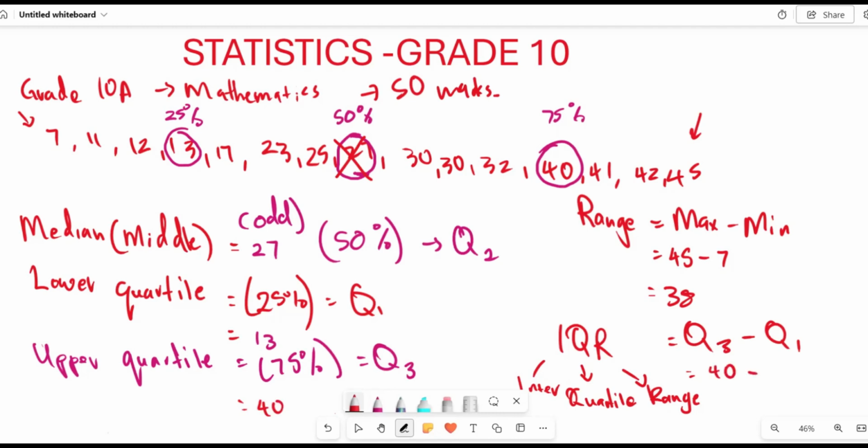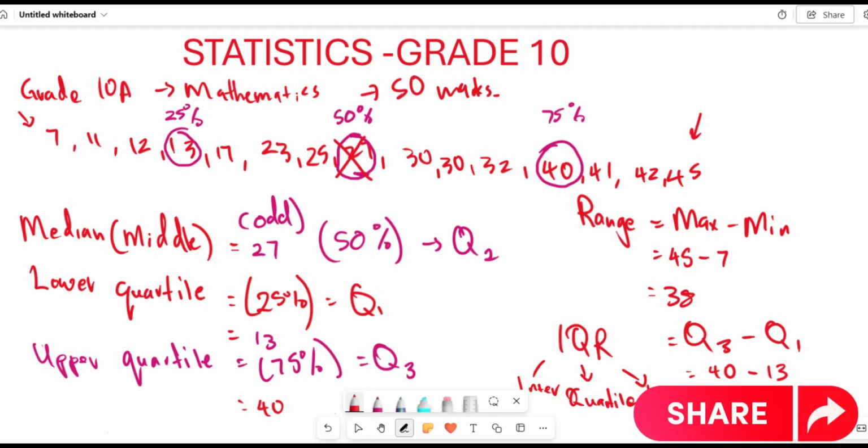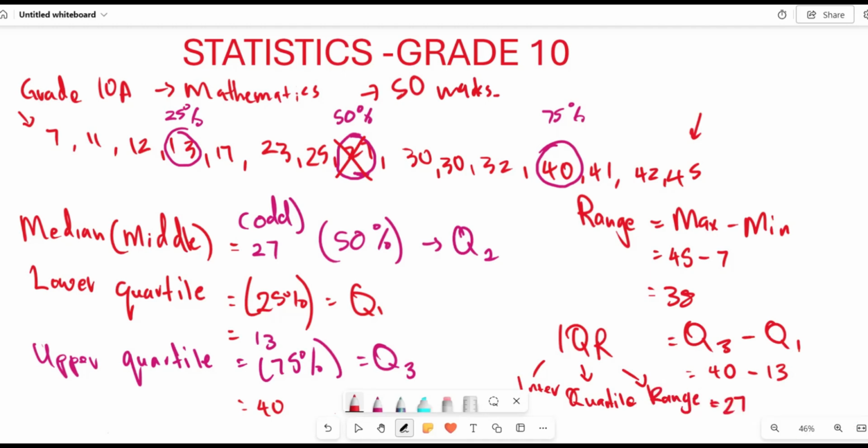subtract what is your Q1? Your Q1 was given by 13 altogether. And then when you say 40 subtract 13, what is it that you're going to have now from here? This is going to be the same as 27 altogether. And that is going to be the interquartile range of this particular data, right?